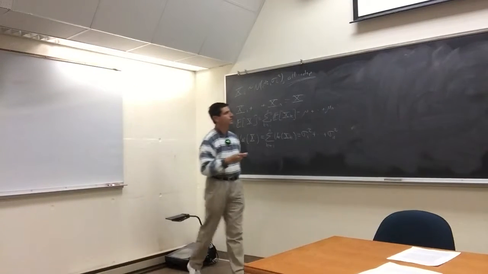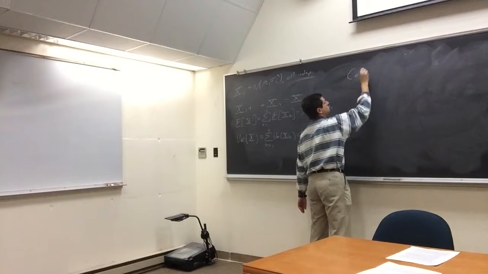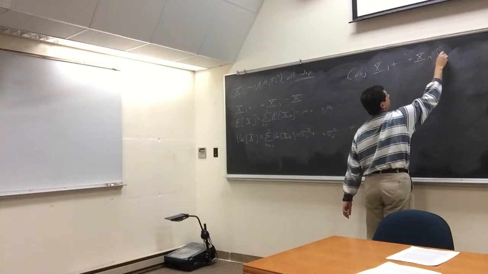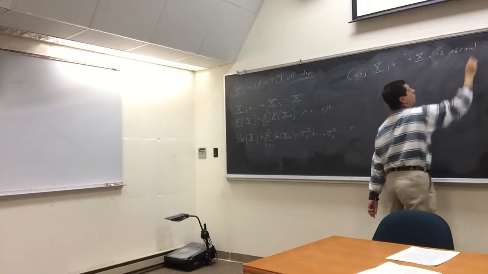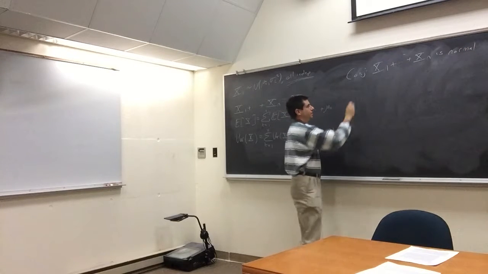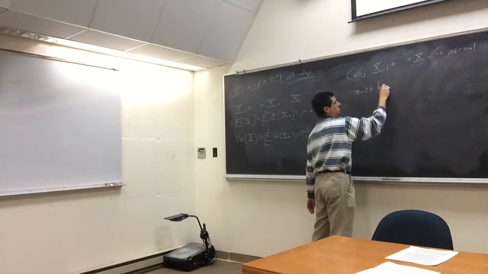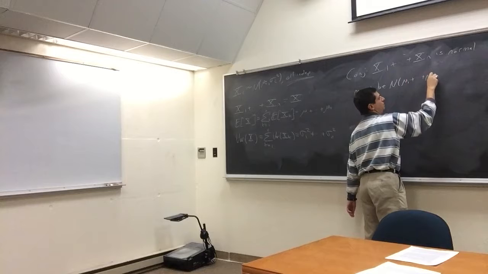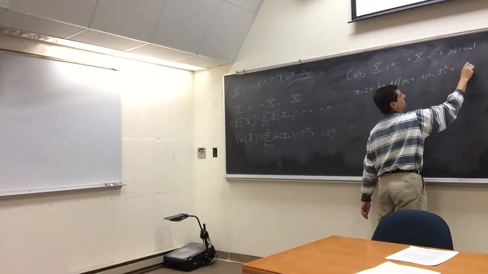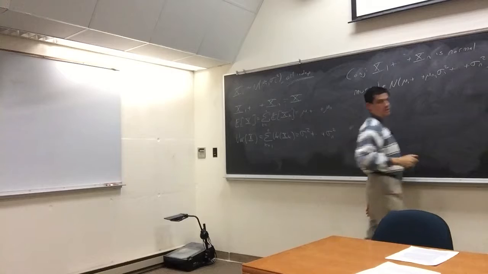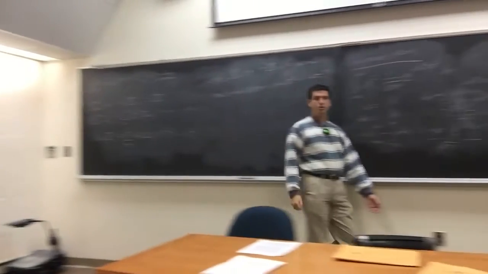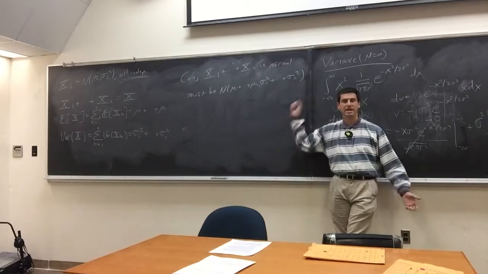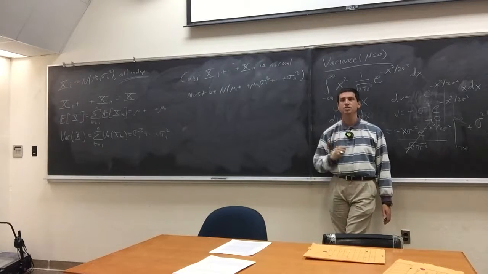So how would we prove it? Let's conjecture x1 plus ... plus xn is normal. Well, if it's normal, there's only one normal it could be. It must be normal with mean mu1 plus ... plus mu n and variance sigma 1 squared plus ... plus sigma n squared, because we already know the variance and we already know the mean. So if it's going to be a normal, it has to be this one. Now we need to show that it's this one.